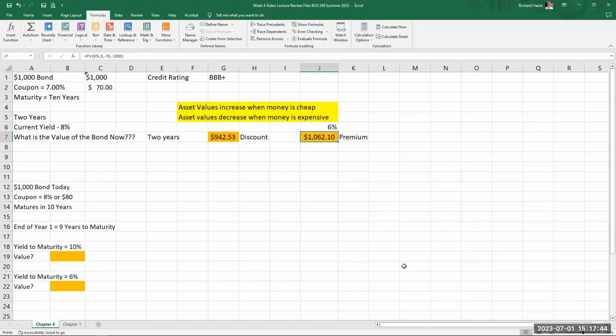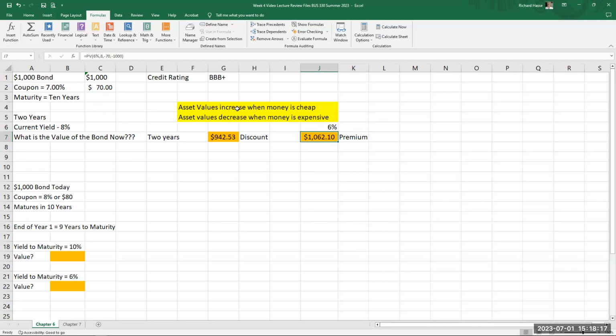Why? You're selling a 7% bond in a 6% market. So the person now who's buying this bond is going to pay $1,062.10 to get $1,000 back in 8 years plus $70 a year in payments, interest, when in the current market, they would only get $60 a year. So they're paying more, or a premium, to get those additional $10 a year in interest payments.